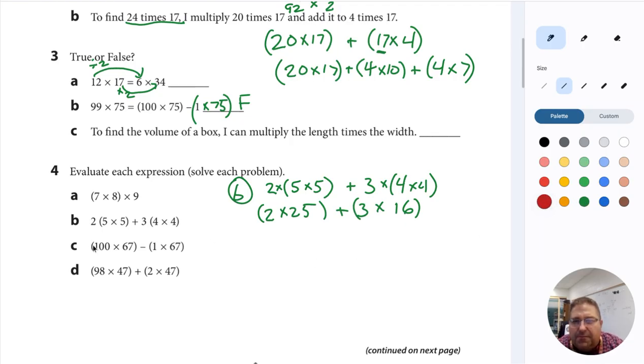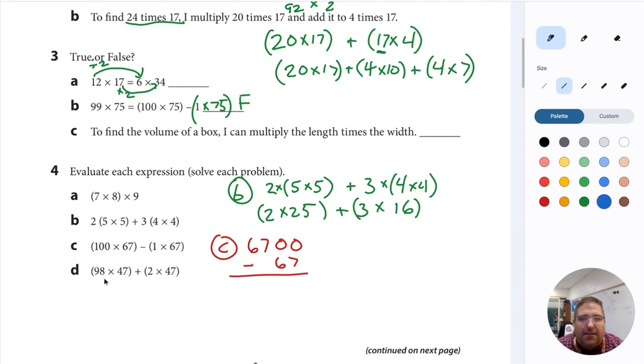How about letter C? 100 times 67 minus 1 times 67. Well, for letter C, what's 100 times 67? I'm going to write 67, place 2 zeros behind it. Oh, cool, 6,700 minus 67. Okay, go ahead and finish that one off.